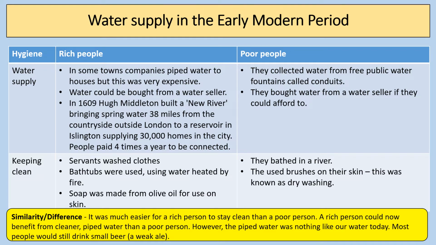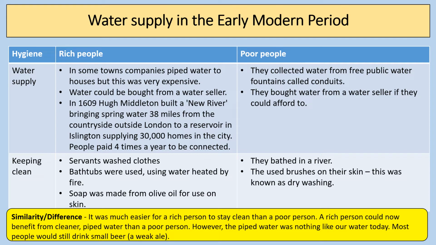So in 1609, Hugh Middleton built a new river, bringing spring water 38 miles from the countryside outside London to a reservoir in Islington, which supplied the homes of 30,000 people in the city. People paid 4 times a year to be connected to the water supply. So that's not massively different in a way to kind of how we get our water now.